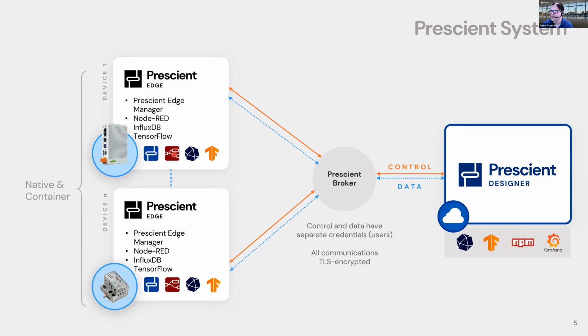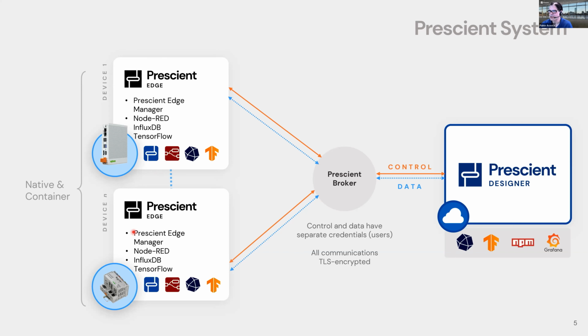Then we have just stock Node-RED, so unmodified Node-RED. The flows that you develop in Designer run on unmodified Node-RED. And then to match the offerings that we have in the cloud, there's also a local version of Influx and TensorFlow. Prescient Edge can be installed natively if the edge device runs Debian or a Debian-based distribution like Ubuntu, or, in the case of many WAGO controllers, in a container.